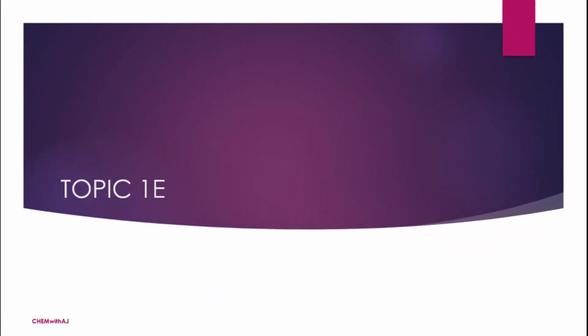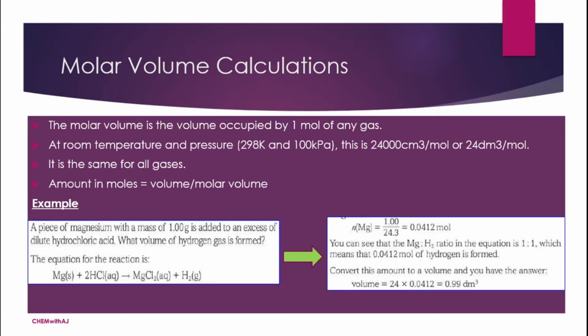Welcome to the fifth crash course of IAS Chemistry Unit 1 Topic 1. In the previous videos I did Topic 1A to Topic 1D. Today's video is the final video of Topic 1. We'll be doing the final topic, Topic 1E. To start off with, we are going to start off with molar volume calculation.